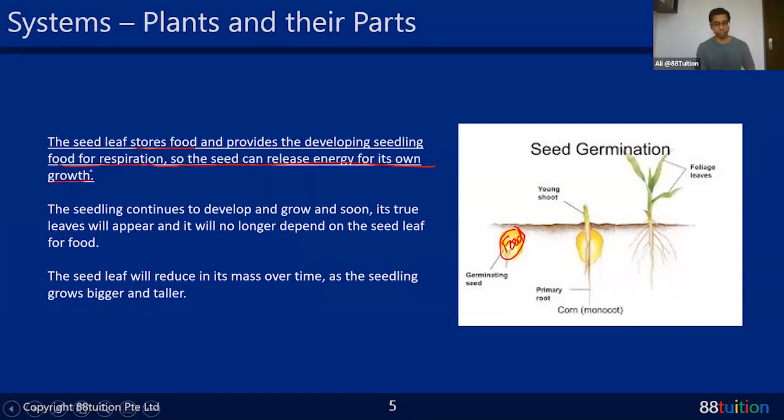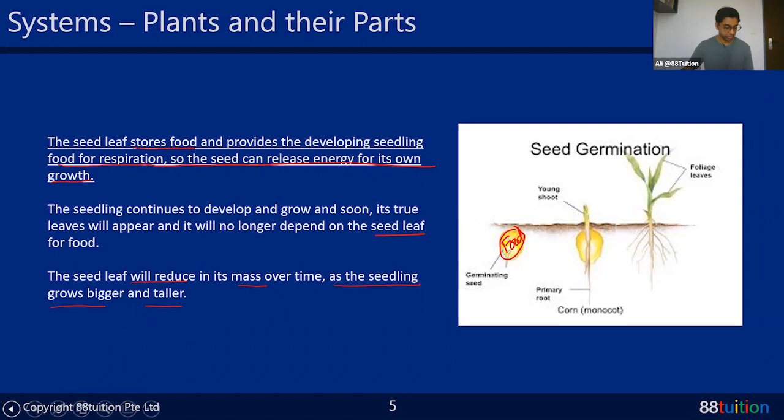The seed leaf continues to develop and grow, and soon its true leaves will appear and no longer depend on the seed leaf. So the seed leaves will reduce and the true leaves will come out. The seed leaf will reduce in mass and the seedling will grow bigger and bigger. This is how the germination process takes place.